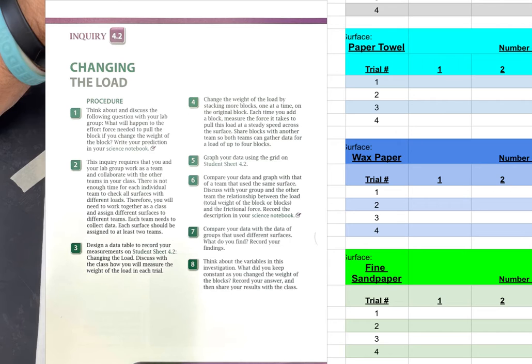All right, so let's get going with some data. If you need to catch up on 6 or 7 on the screen here, make sure you've answered 6, 7, and 8 in your science notebook, and we will get started here in one moment.